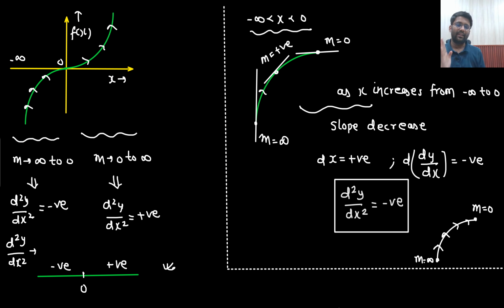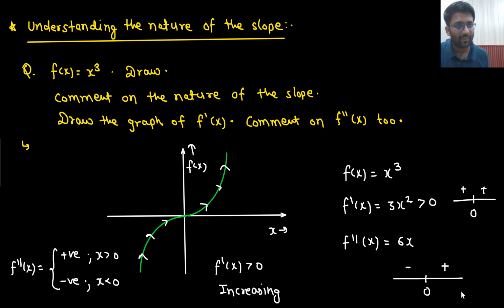What the nature of fx is saying? The graph is always increasing, but for minus infinity to 0, you can say that, sir, slope is going from infinity to 0. Then the slope is going from 0 to infinity. Infinity to 0, 0 to infinity. Is that understandable? Slope increases, slope decreases. So we are commenting on the nature of the slope, not on the nature of the graph. Nature of the graph we have already commented. What is the nature of the graph? Nature of the graph is increasing. Now we are commenting on the nature of the slope.